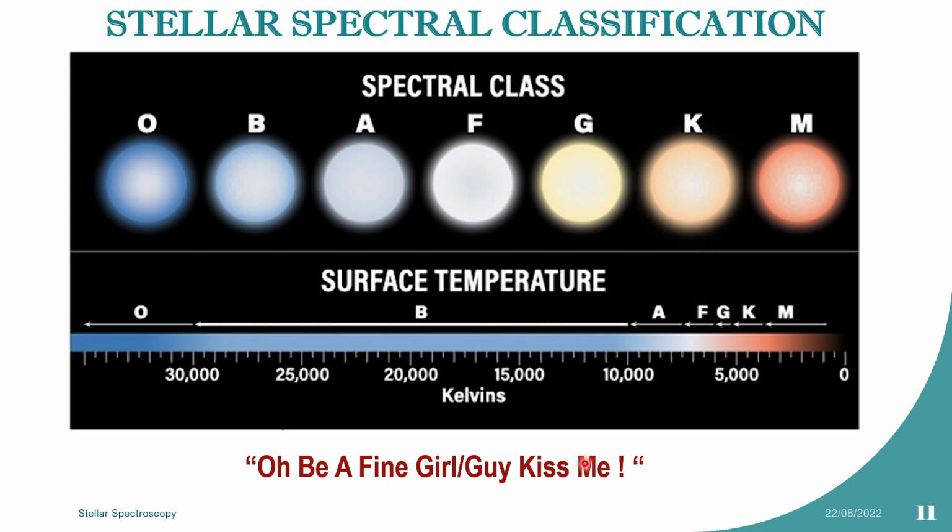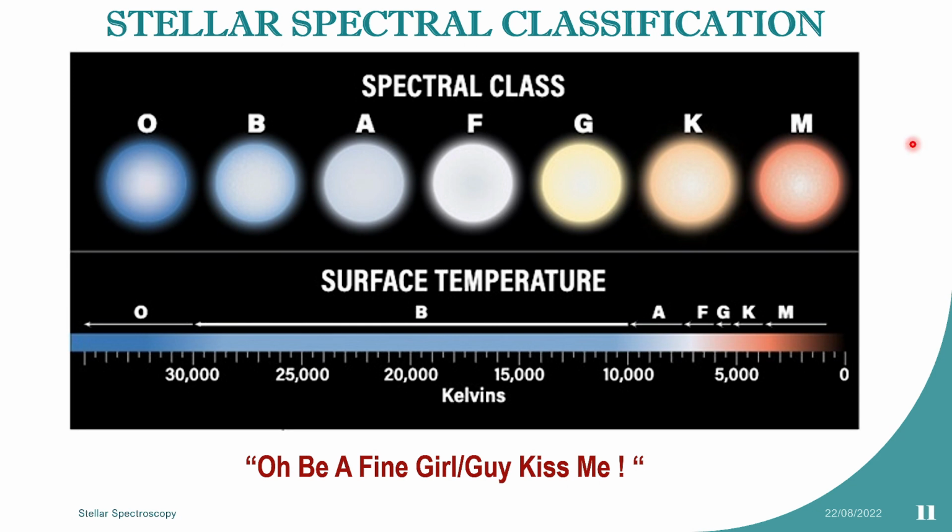For example, our Sun is a G2V type star, which falls in between G and the middle of the K. So this is how you can remember the temperature of stars, where O is the hottest and M is the coolest. It gradually decreases from O to M.